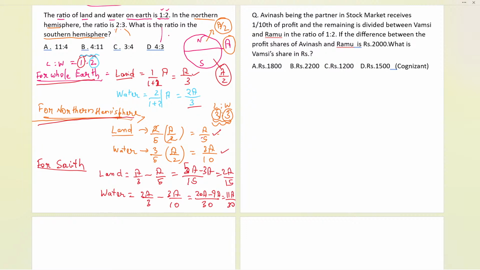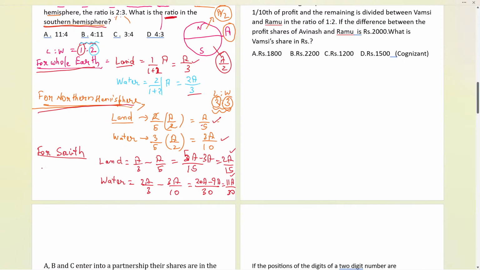Now what we have to do is find the ratio of land and water. So these are the two, land and water, that we have got. Let us divide them now. It will be 2A by 15 completely divided by 11A by 30. The 30 will come at the top: 30 times 2A, and 15 will come down: 15 times 11A.